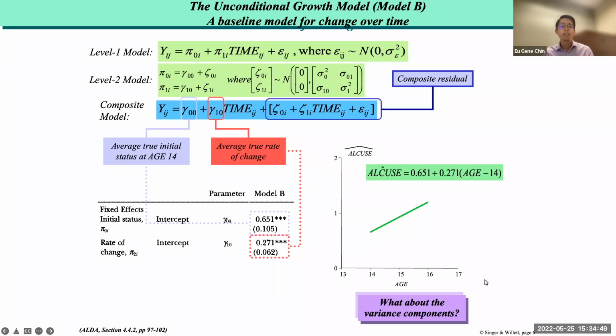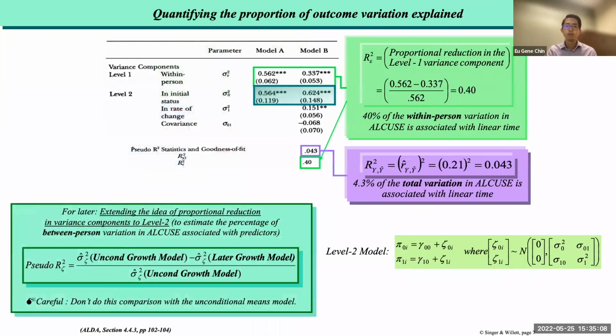Now let's take a closer look at the variance components, because the variance components are actually super interesting. They're basically going to be the yardstick for us to compare all other subsequent models to whenever we're adding more level 1 and level 2 submodel predictors.